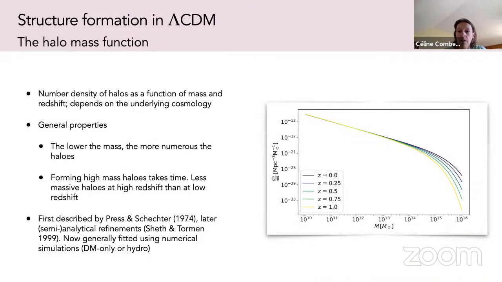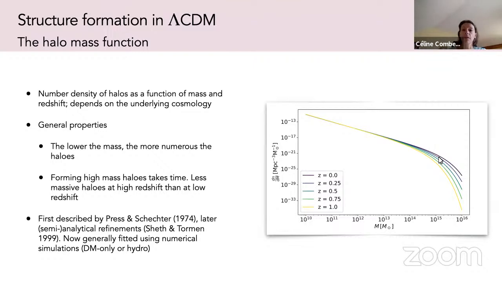An important statistical piece of information regarding the halos in the universe is the halo mass function. It's the number density of halos as a function of mass and redshift. And on the right, you see how it behaves. This is the number density per unit mass as a function of the mass for different redshifts. The first thing to notice is that there are many more low mass halos than high mass ones. And the other thing is that if I'm looking at the galaxy cluster scale, 10^15 solar masses, I have fewer halos of this mass at z equals 1 than today.